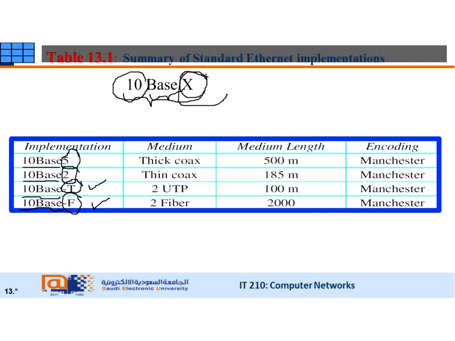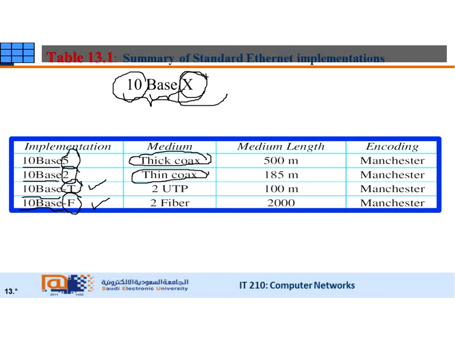So the standard Ethernet uses a baseband signal. As you can see, we have 10 base, which means that the bits are changed to a digital signal and directly sent on the line. So here we have 10Base5. The medium is thick coaxial cable. And in 10Base2, the medium is thin coaxial cable.